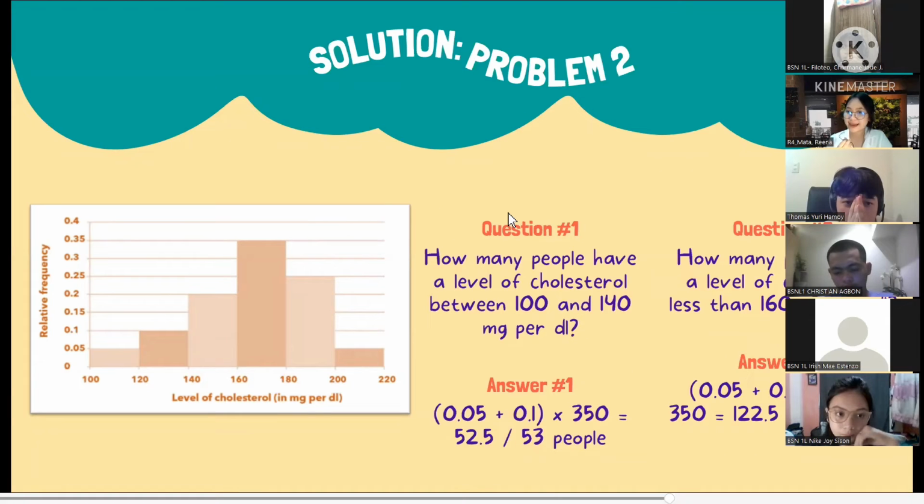For question number 2, it asks how many people have a level of cholesterol less than 160 mg per deciliter. For less than 160, we have 100, 120, and 140. For the 100, we have 0.05. For the 120, we have 0.1. For the 140, we have 0.2. Add those three and multiply it by 350. So in question number 2, the people who have a level of cholesterol less than 160 milligrams per deciliter are 122.5 or 123 people.